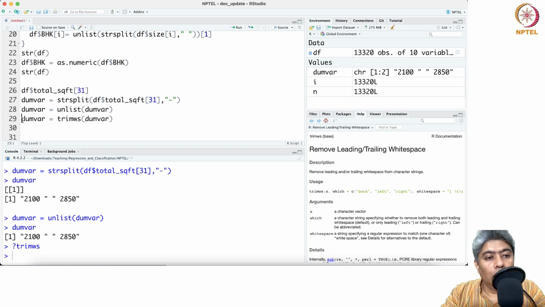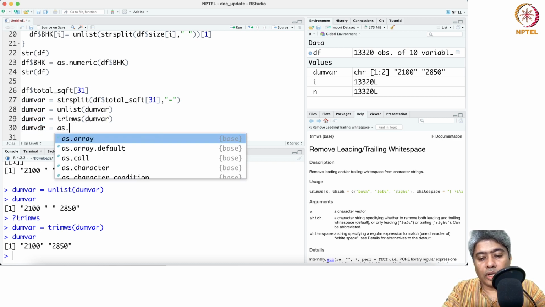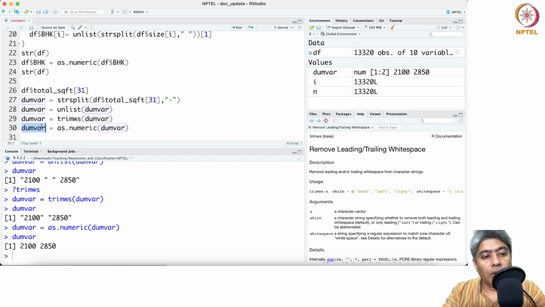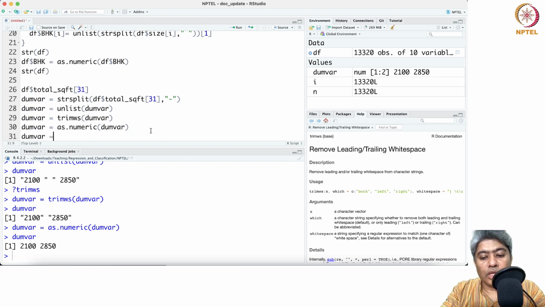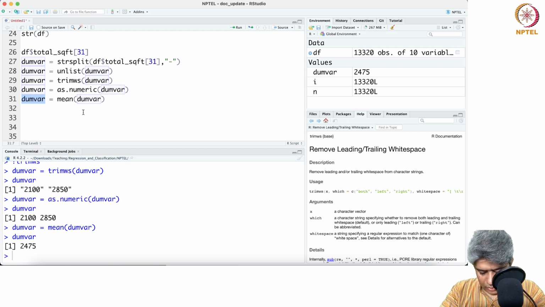Now if you run it, you can see that the white space is removed. Now we can convert it to numeric, and then take the mean of the two. 2,475 is the number.